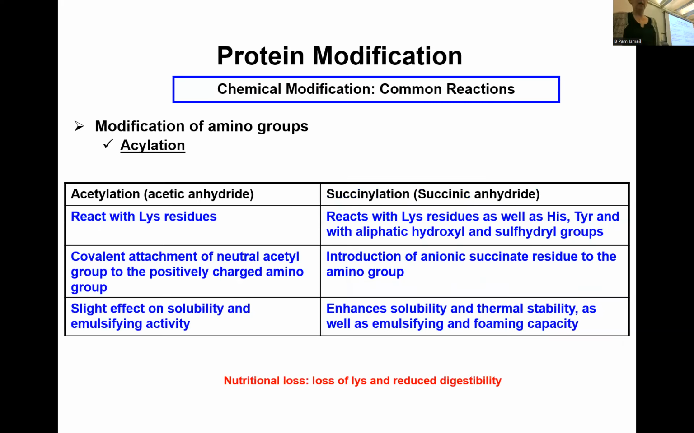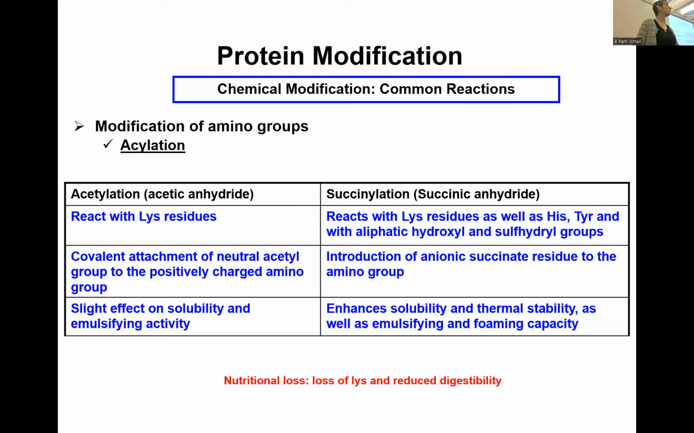All right, so this is the comparison. Both are under acylation, acetic anhydride and succinic anhydride side by side. The disadvantage is they react with lysine. Lysine is an essential amino acid, so you have nutritional loss, and it has also been shown to have reduced digestibility.